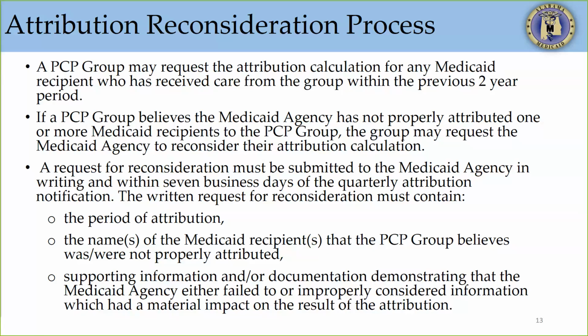attribution notification. A written request for reconsideration must contain 3 components: the period for attribution, the name of the Medicaid recipient that the PCP group believes was or was not properly attributed. Also, if you can include the Medicaid ID number, that does make the search a little bit easier. And supporting information or other documentation demonstrating that the Medicaid agency either failed to or improperly considered information which had a material impact on the result of the attribution.